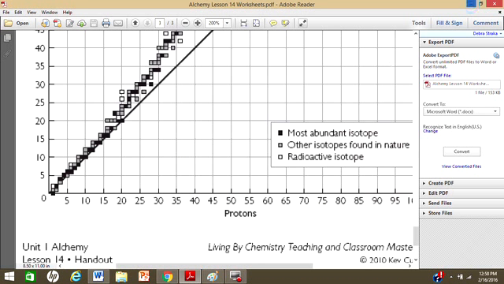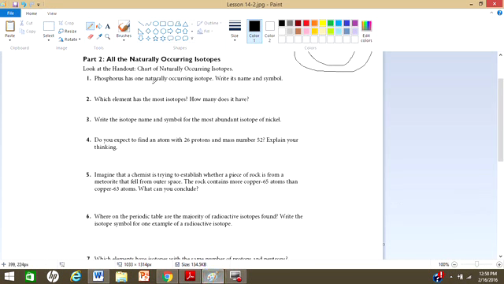So when we go back to look at phosphorus 31, remember phosphorus is at 15, there it is. It's a black one, which means it's the most abundant isotope. So they gave us phosphorus 31, 15, and 16. So what's our question? Let me go back to this. Phosphorus has one naturally occurring isotope. Write its name and symbol.